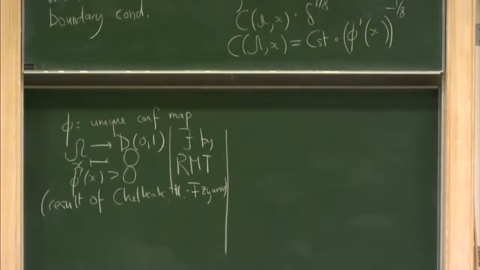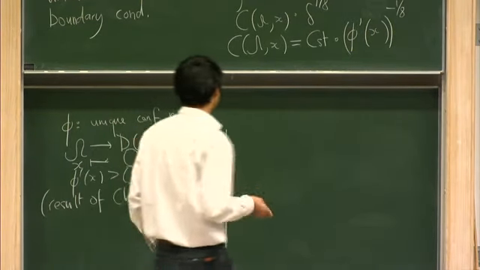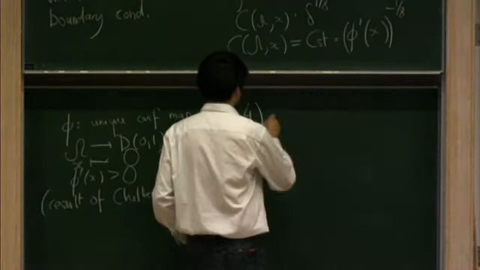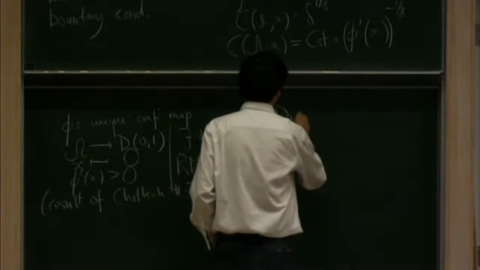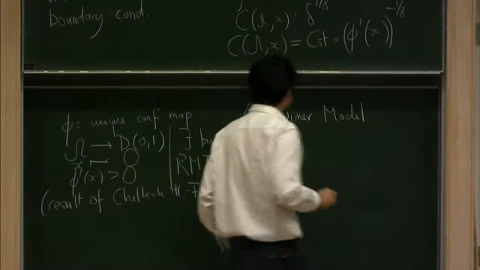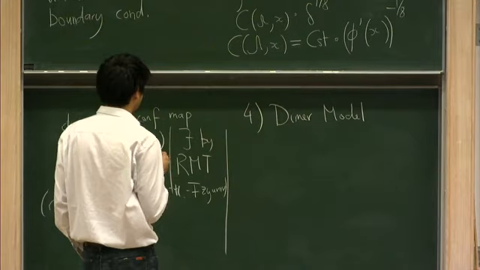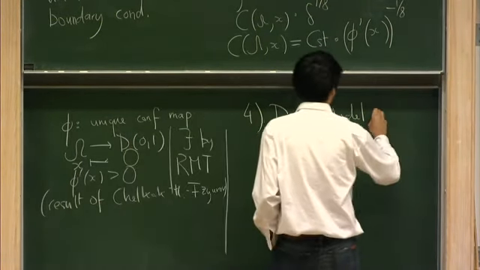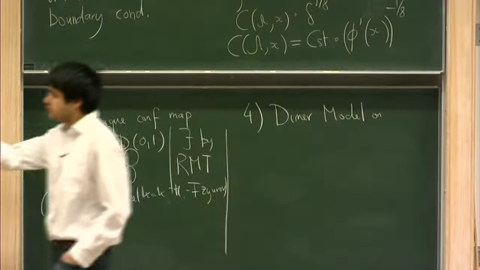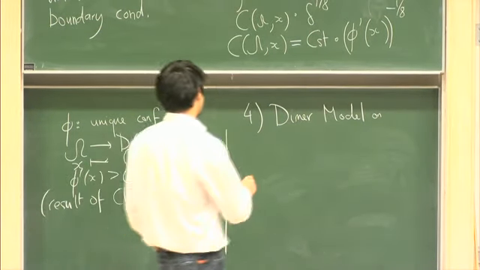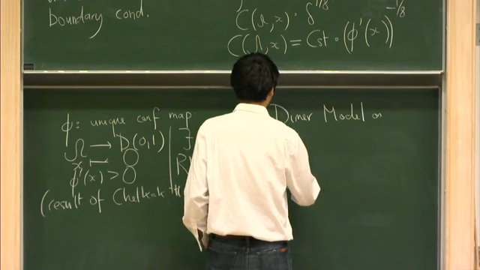Okay, so that's another model and another collection of results. Let's go to yet another model. Number 4, the dimer model. So what is a dimer model? Again, we choose a graph, and for the purpose of this talk, we'll choose the hexagonal, the honeycomb lattice.